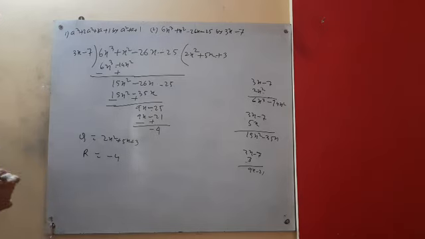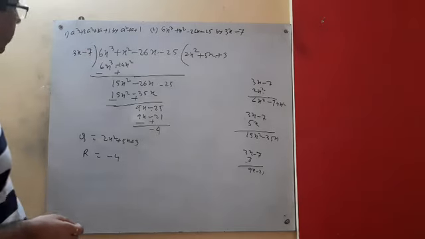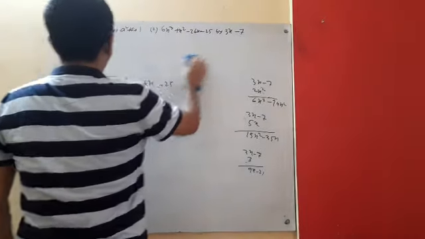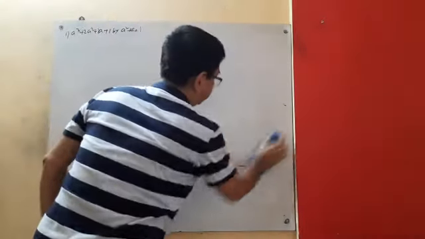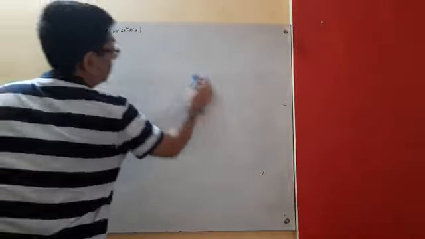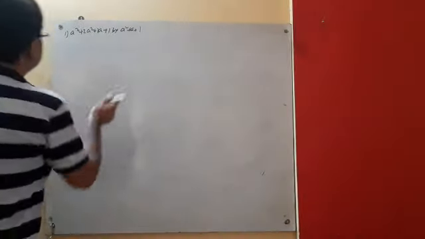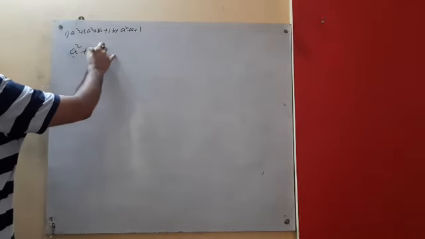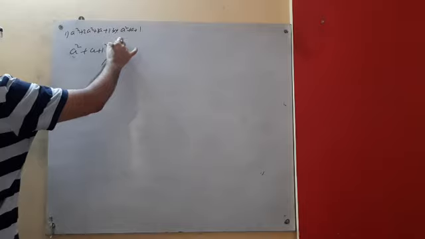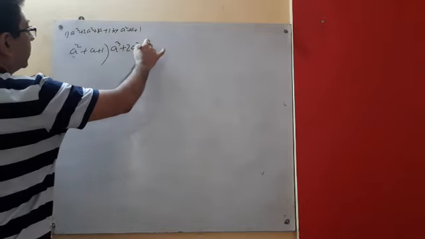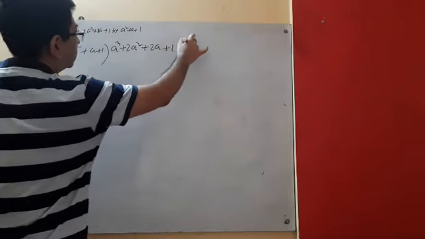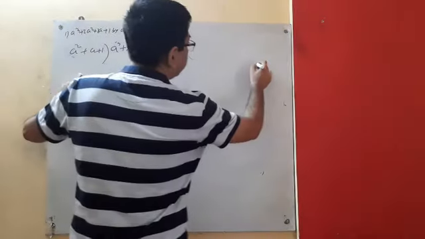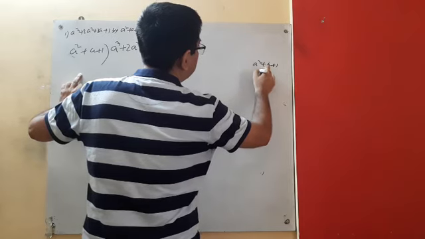Okay. Now we'll move to this one. Question number 1, a very important sum. How to do this one? It's a big one. a square plus a plus 1. This is a cube plus 2a square plus 2a plus 1. From a square, right here, a square plus a plus 1 multiplied by a.